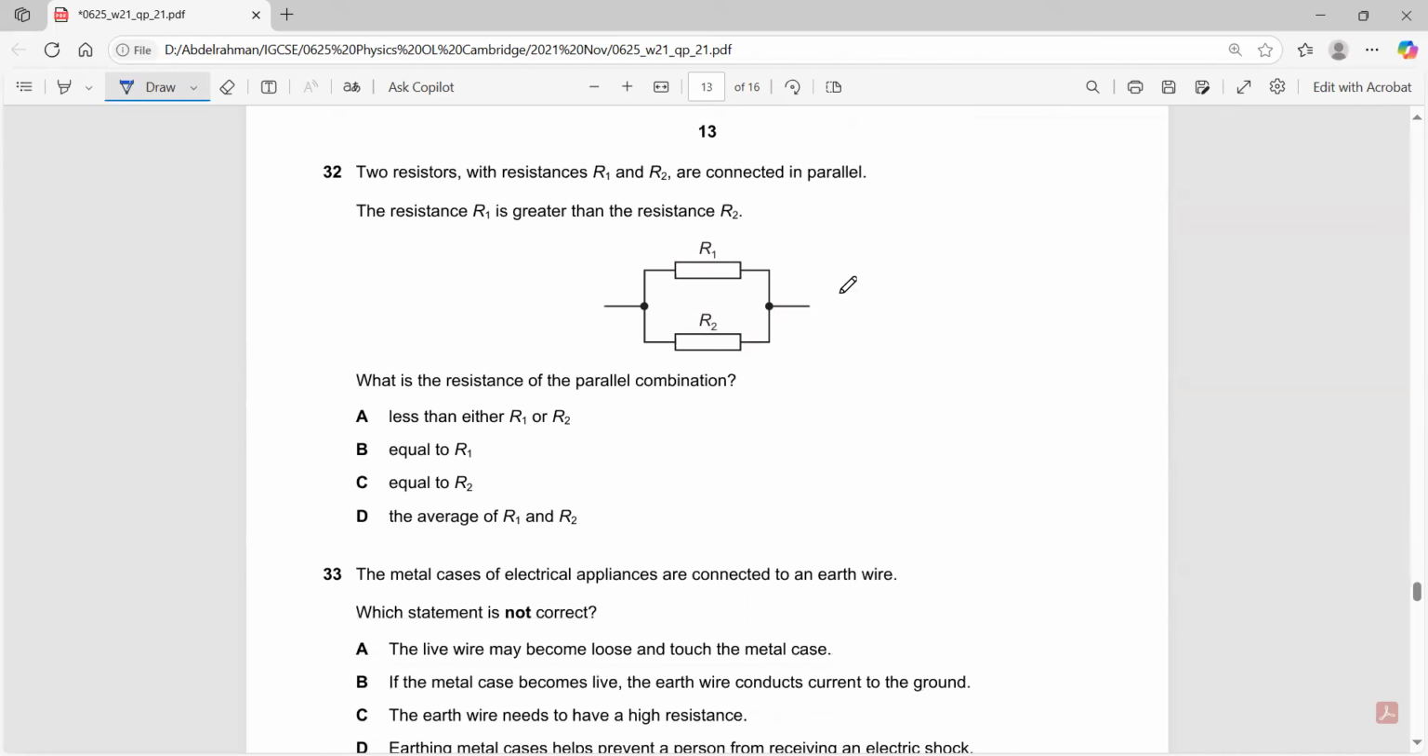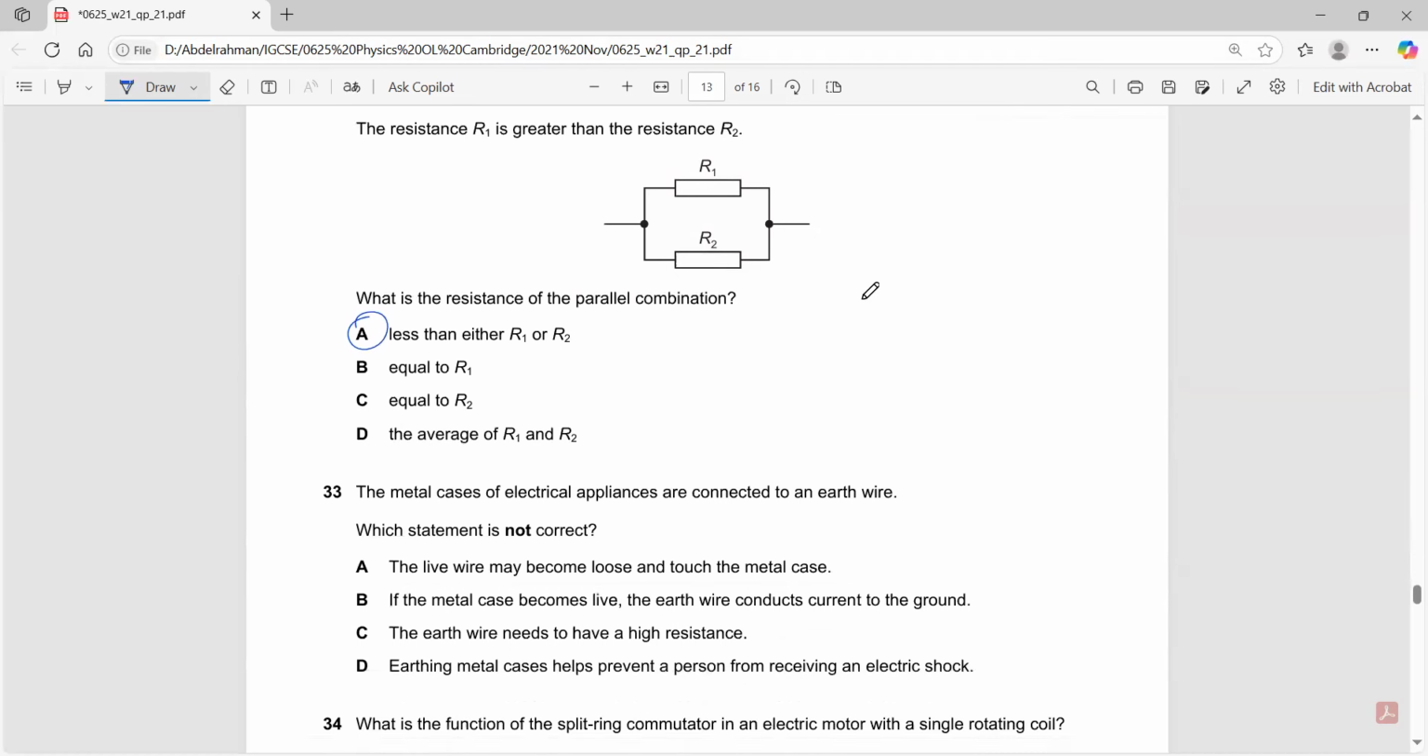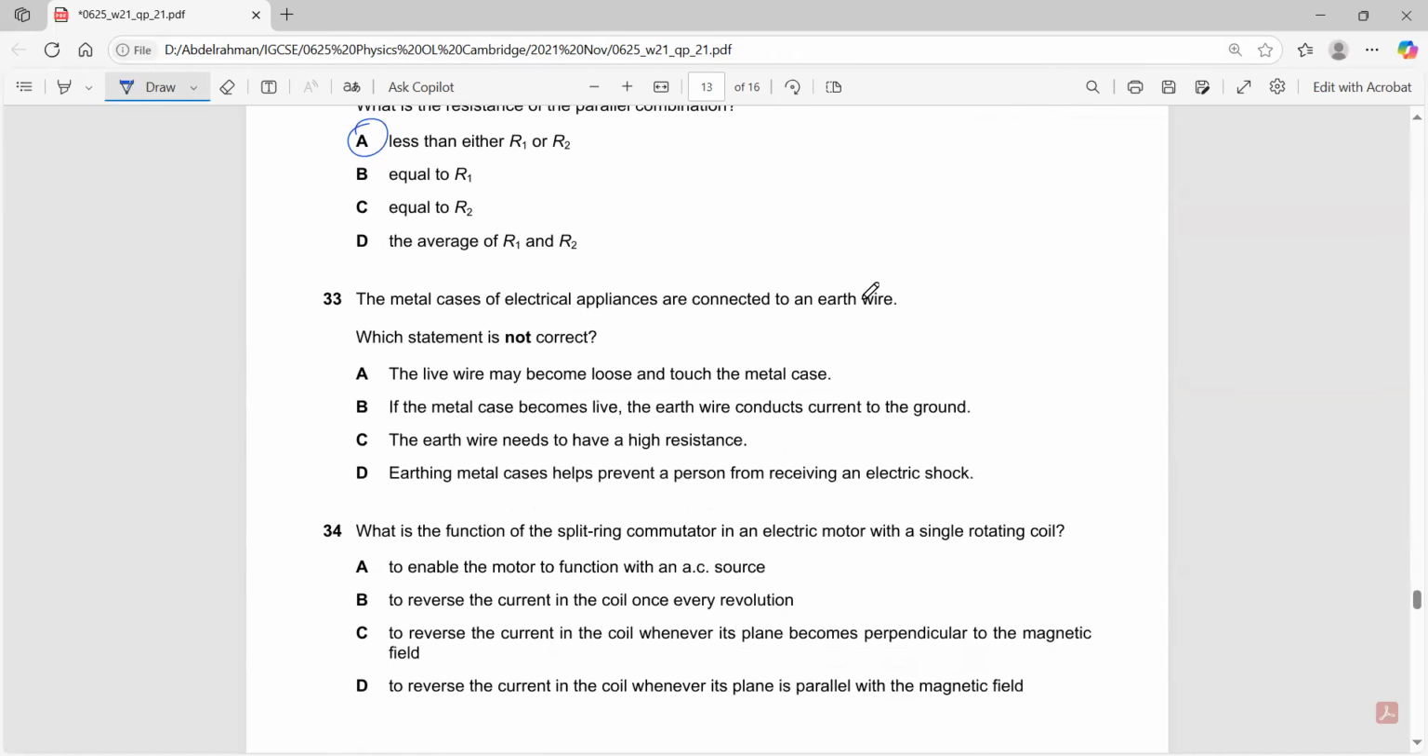31, you have two resistors in parallel. What is the resistance of the parallel combination? When you have two resistors in parallel, it has to be less than either one. Total resistance decreases.